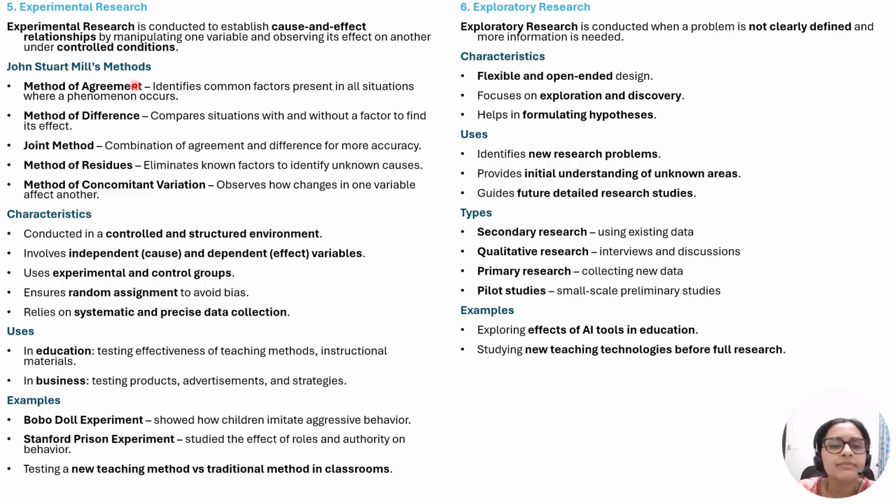John Stuart Mill's methods. He gave 5 methods, that is method of agreement, method of difference, joint method, method of residues, and method of concomitant variation. What is method of agreement?